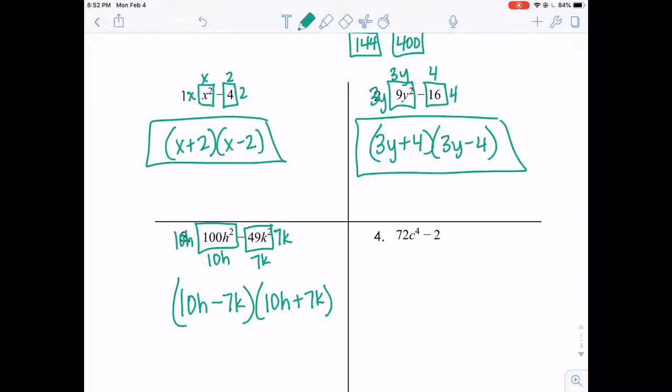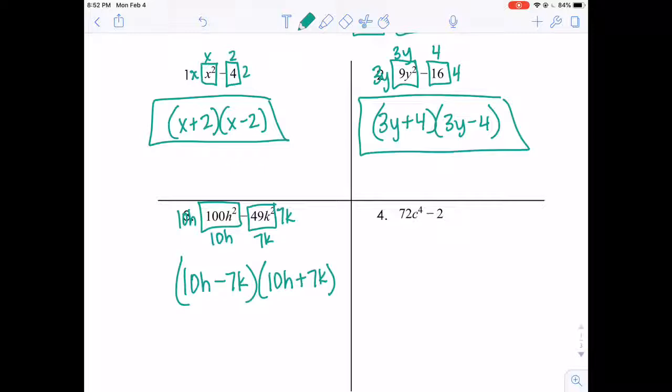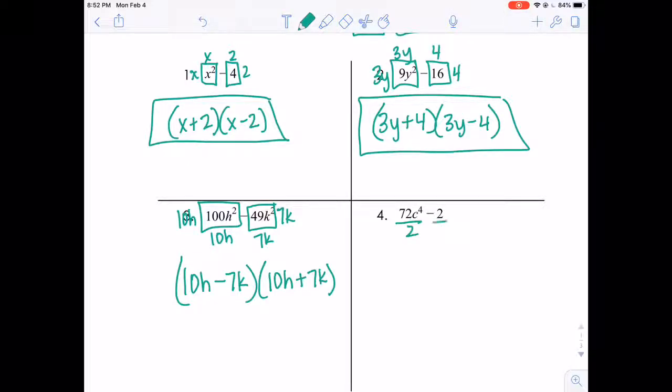And then for number 4, 72 is not one of the square numbers that I mentioned, and neither is 2. So I'm going to look for a GCF, something I can factor out. So I know they're both divisible by 2. So I'm going to put that 2 out in front. And then that would leave me with 36c to the 4th minus 1.